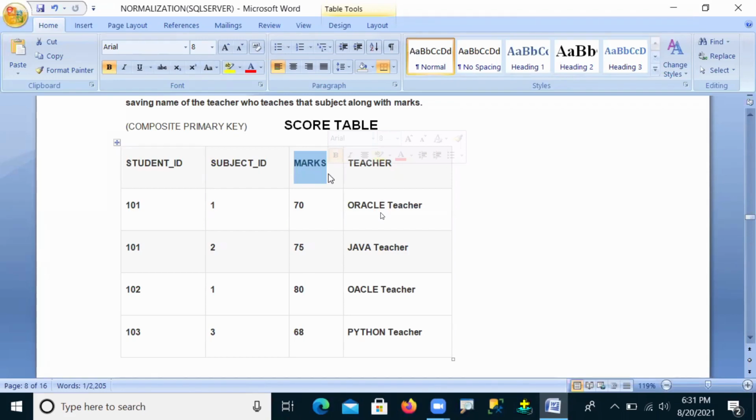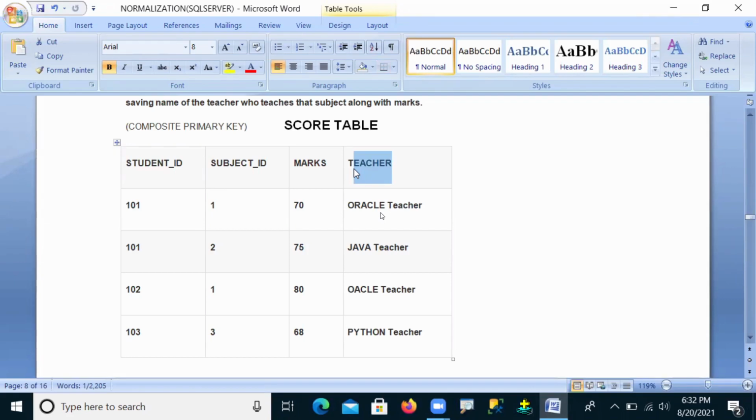Then tell me, is the marks column a partial dependency or a fully dependency? What do you say, guys? Yes, fully dependency. Yes or no? Because both columns are depended on, the marks column is not a problem to me because it is a fully dependency column. But what is the next column? Teacher.